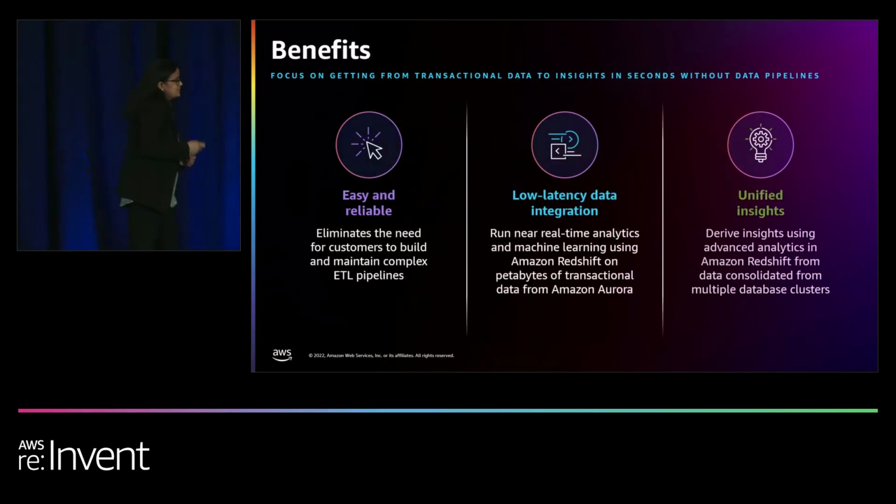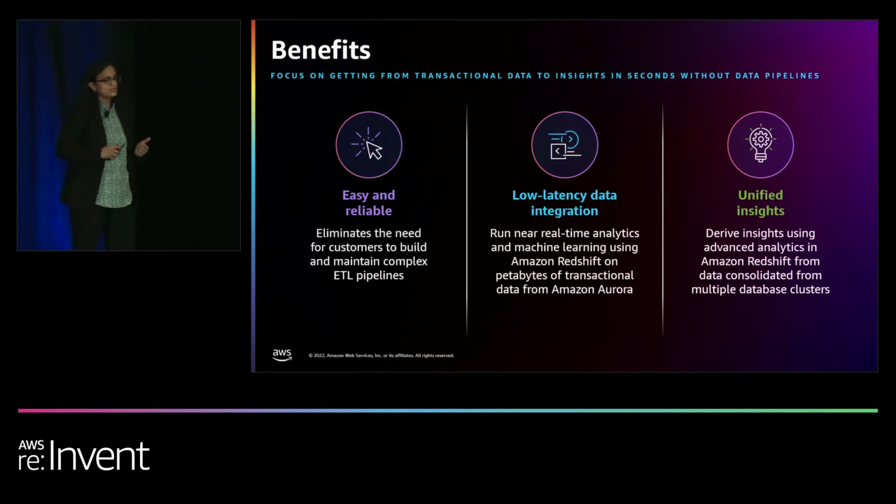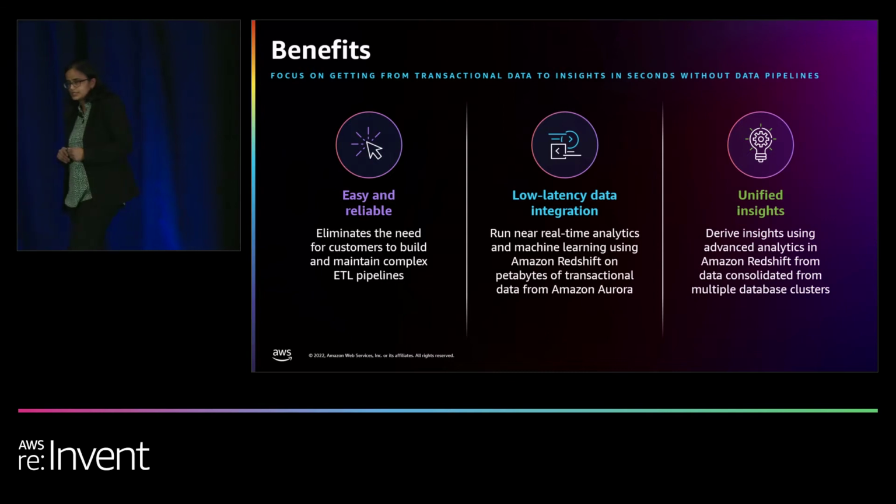So what are the benefits of this integration? First, it's easy and reliable. So you don't have to worry about creating and managing pipelines and having to deal with any errors that might occur as part of pipeline management. The second benefit is it gives you low latency data integration. That means you can run near real-time analytics and machine learning on transactional data without, again, having to deal with stale data issues. And finally, it gives unified insights, so you can combine data from multiple Aurora databases and do analytics and to get a holistic view of the business.